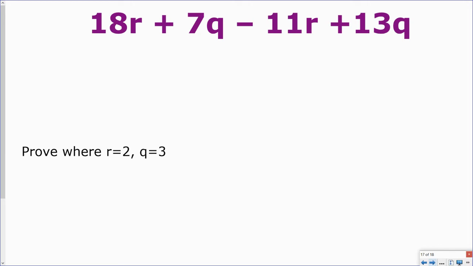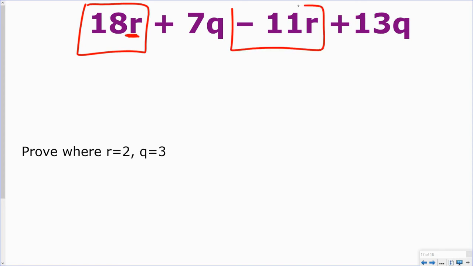So here we have 18r plus 7q minus 11r plus 13q. So again, first thing I'm going to do is look for the r's in the problem. So here I have 18 groups of r, and here I have 11 groups of r, but that subtraction sign goes along with it. So I would have 18r minus 11r, and that gives me a total of 7r.